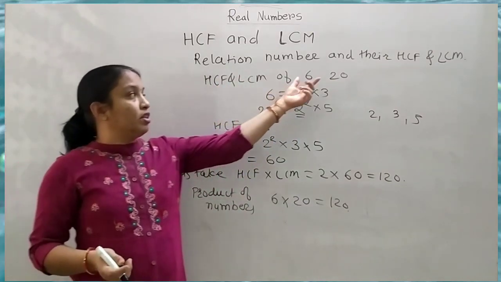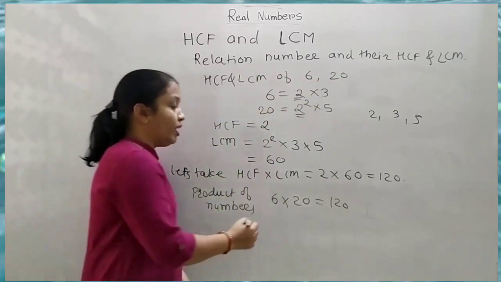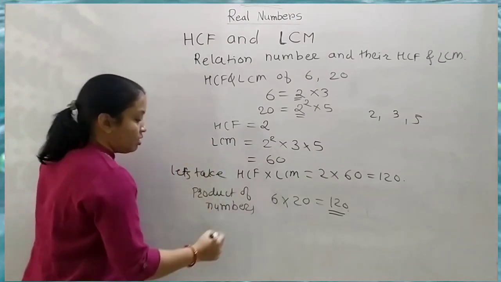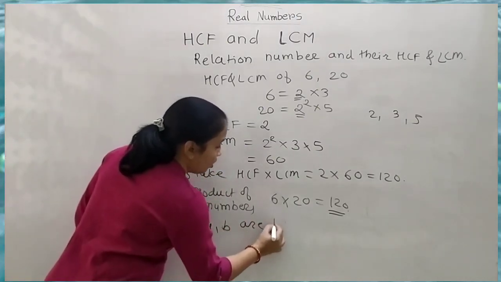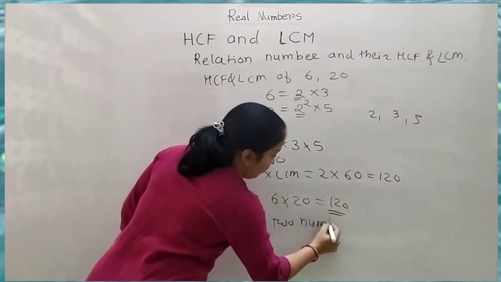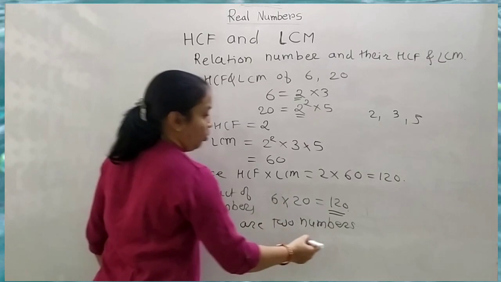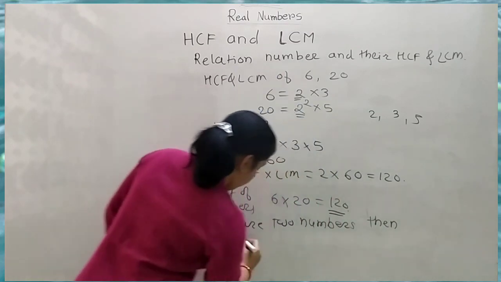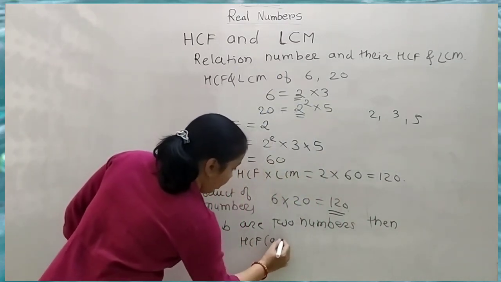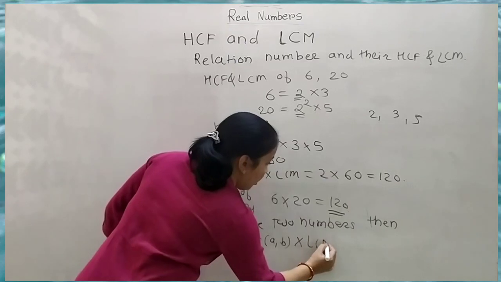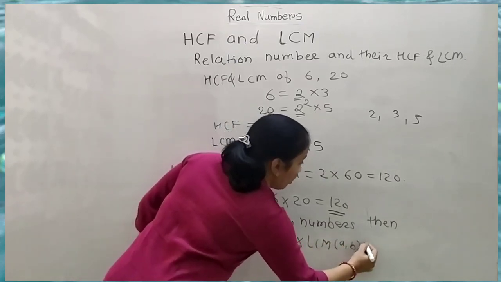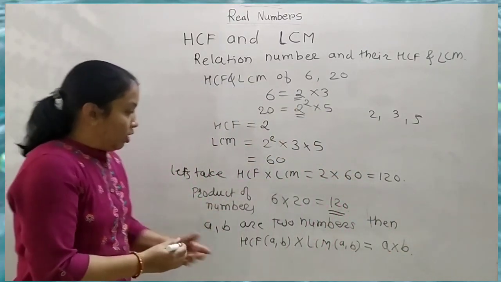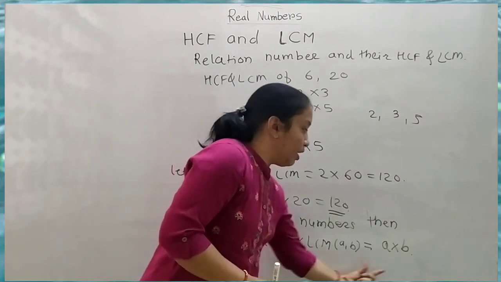And this is applicable for any numbers. When two numbers are given, the product of their HCF and LCM is always equal to the product of the given two numbers. So we can generalize this. If A and B are two numbers, obviously we are dealing with whole numbers, then HCF of A and B into LCM of A and B is always equal to A into B.